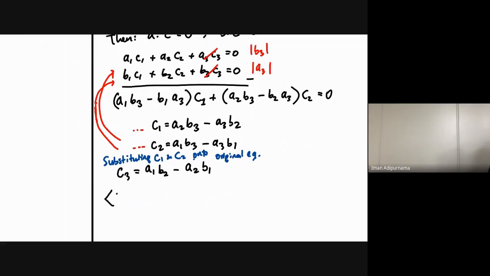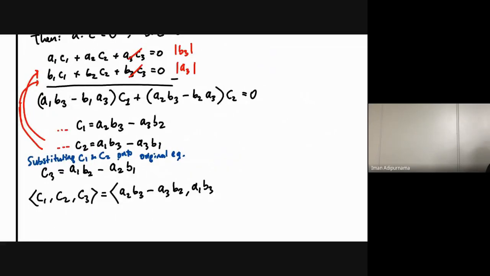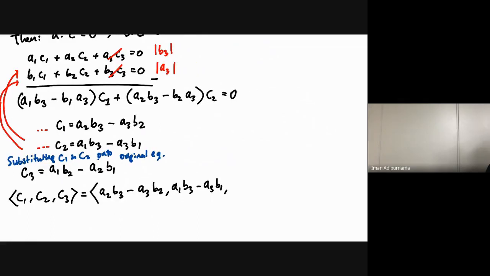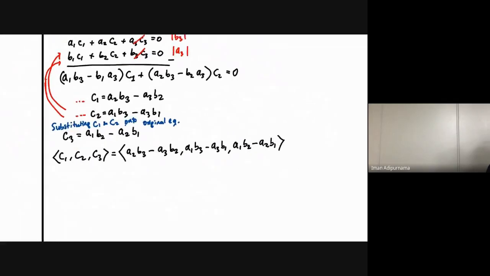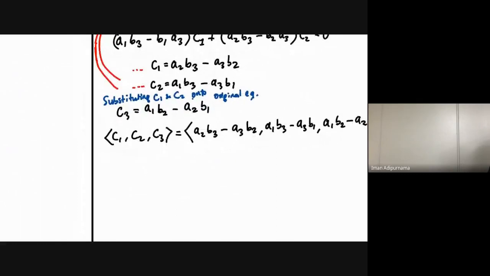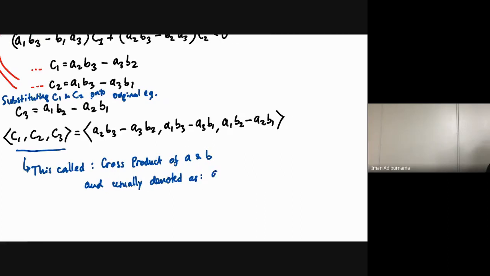So we get C1, C2, C3. The vector is: C1 is A2 B3 minus A3 B2, and C2 is A1 B3 minus A3 B1, and C3 is A1 B2 minus A2 B1. The result here is called a cross product of A and B, and usually denoted as A cross B.